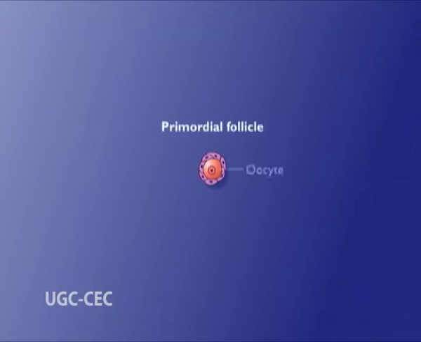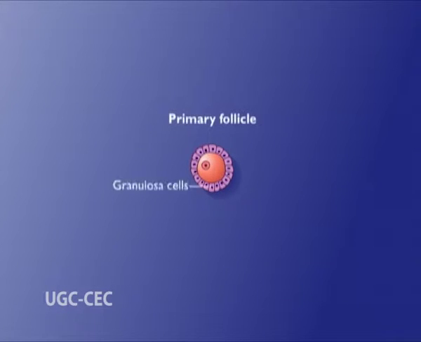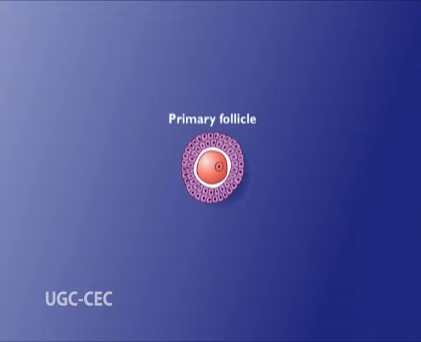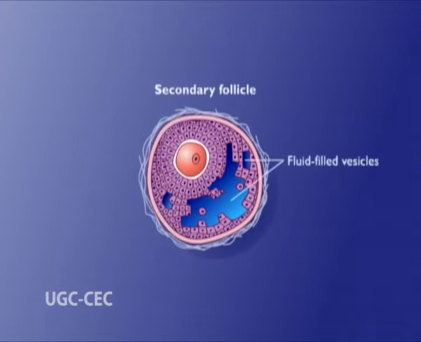The growing oocytes are surrounded by special nutritive cells which help in their growth, like follicles and nurse cells. They supply nutrients to the oocyte during the growth phase.